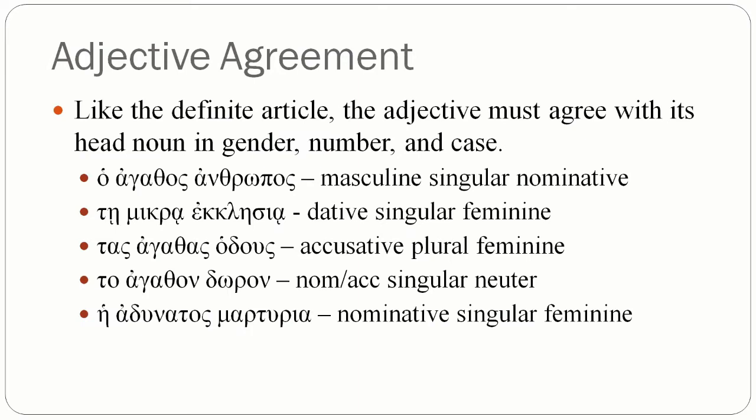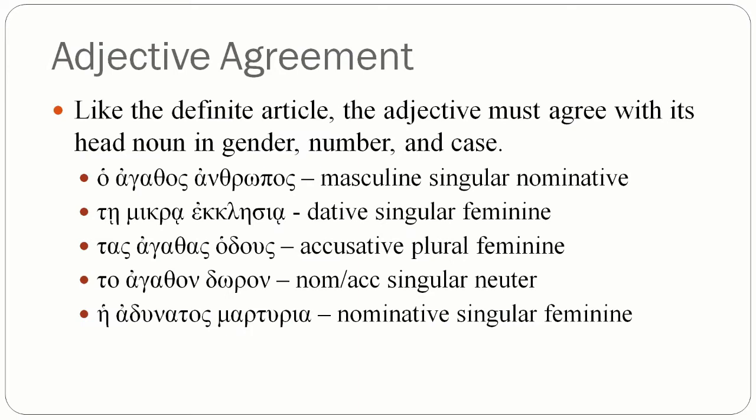All right, but again, if an adjective is describing a noun, it must agree in gender, number, and case. So let's look at some examples of this agreement. The first phrase there, ha agathos anthropos. Okay, easy stuff, right? The endings all match up. All of these, of course, are masculine singular nominative. Okay, gender, number, and case.